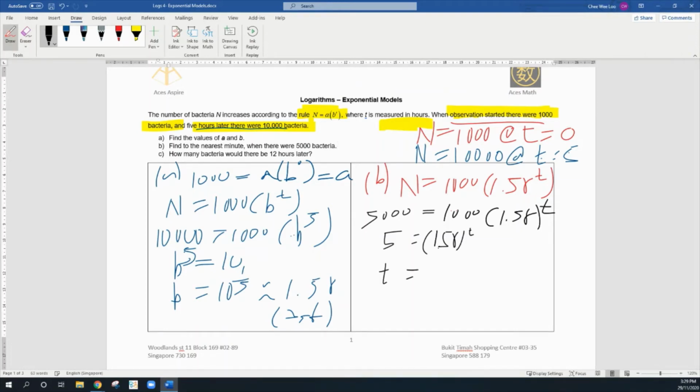And t is thus ln 5 over ln 1.58. And we have 3.52 hours, giving us, in terms of minutes, 211.